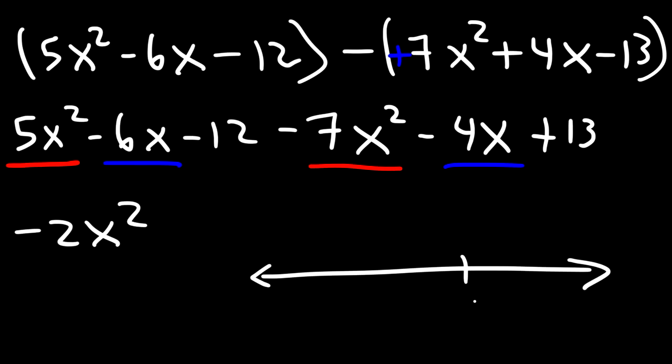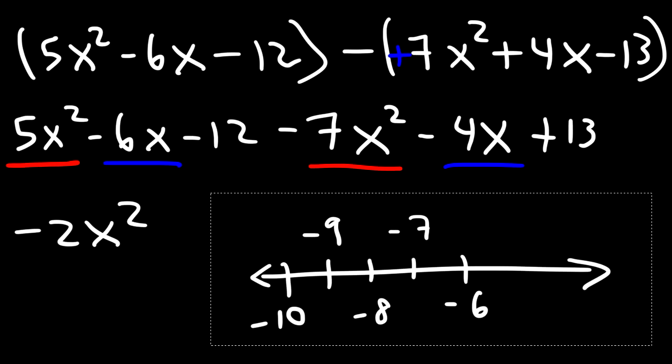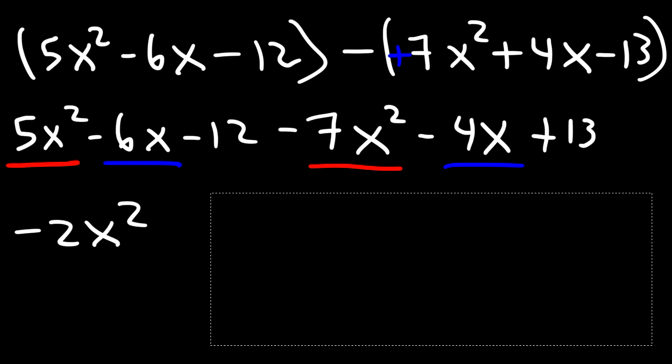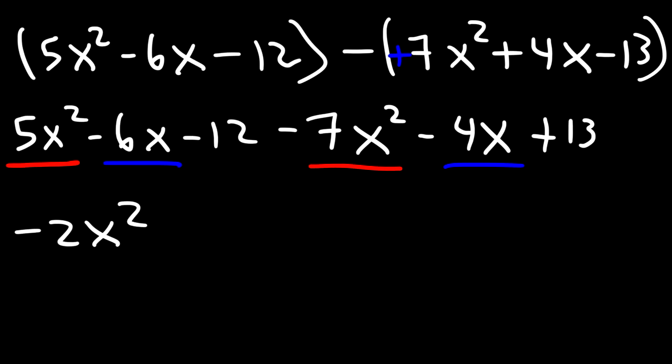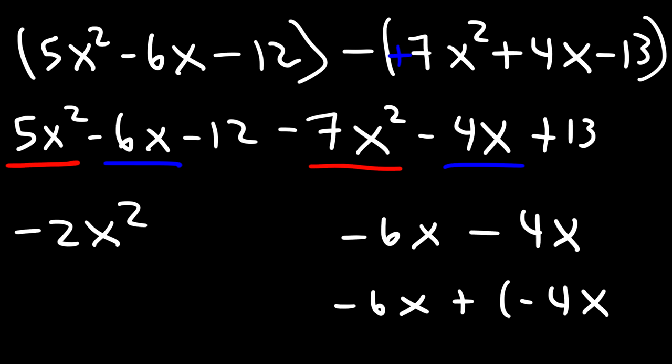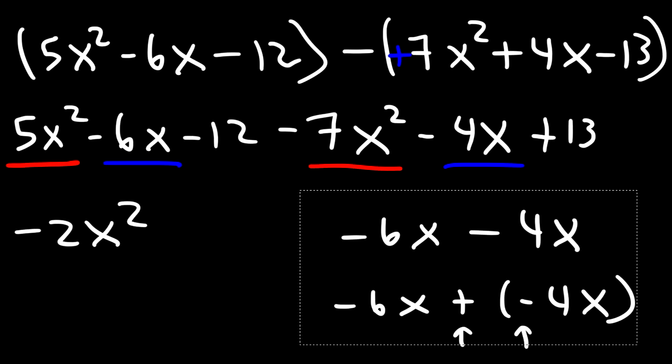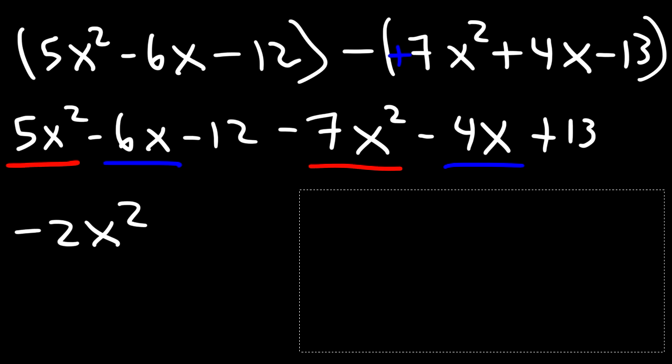So if we were to start with negative 6 and then subtract it by 4, we would have to travel 4 units to the left. And so this would be negative 7, negative 8, negative 9, negative 10. And so negative 6x minus 4x, which is the same as negative 6x plus negative 4x. So you can read it like this, or you could read it like this, because a negative times a positive is a negative. Either way, it will still give you negative 10x.